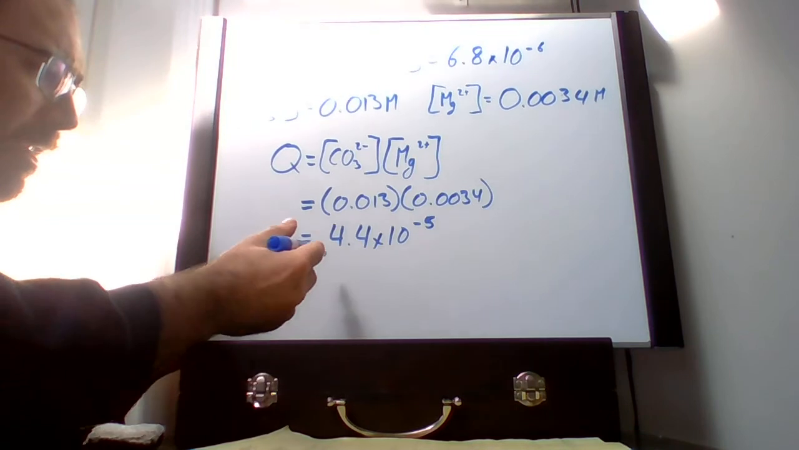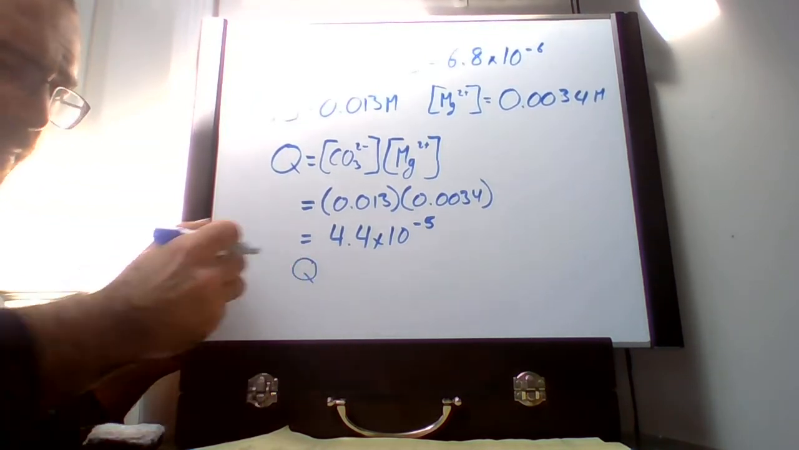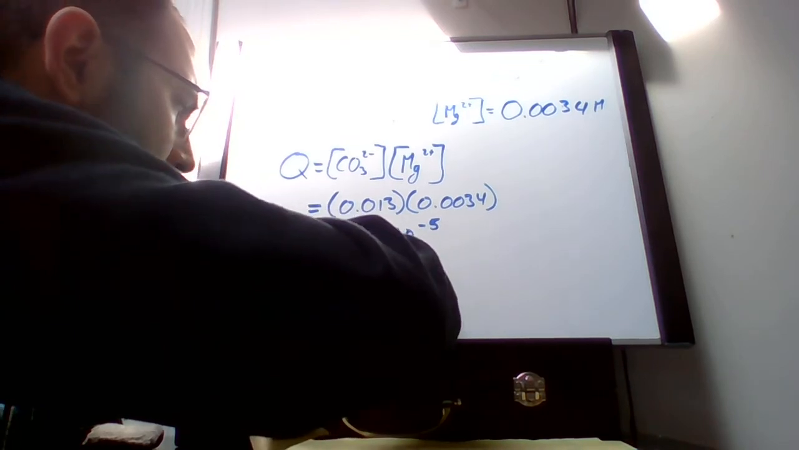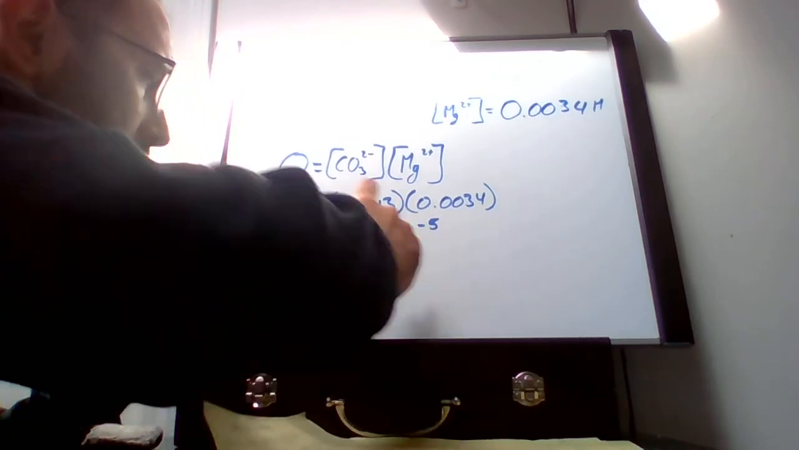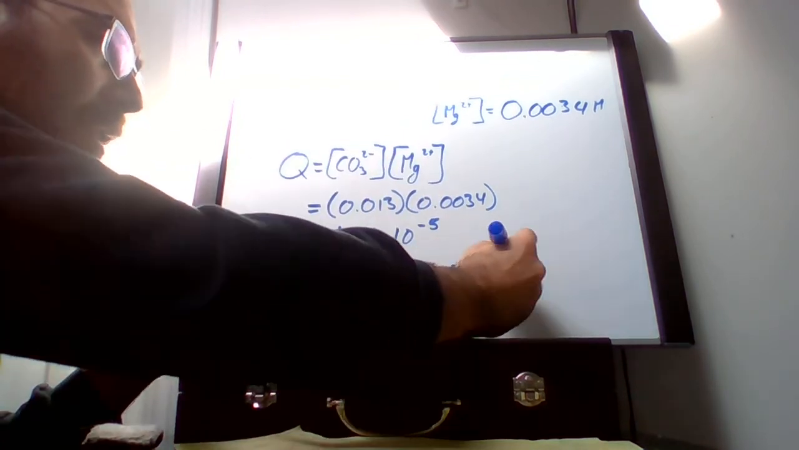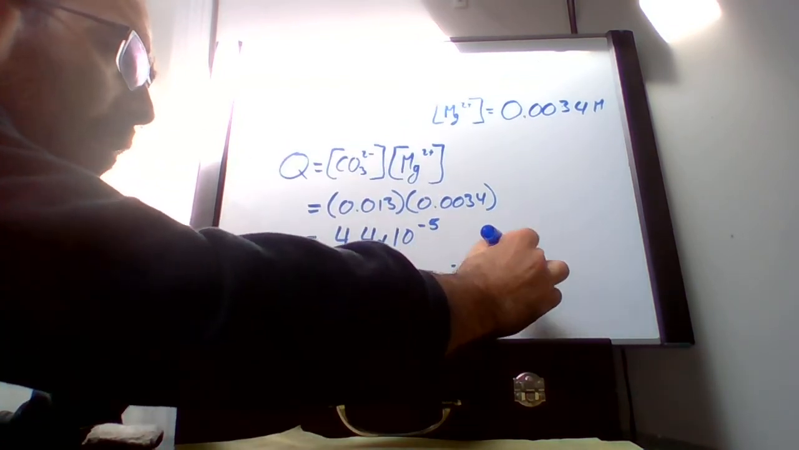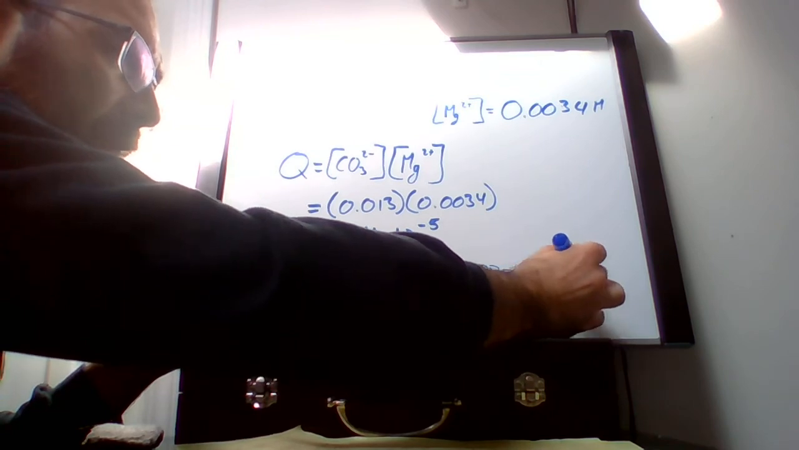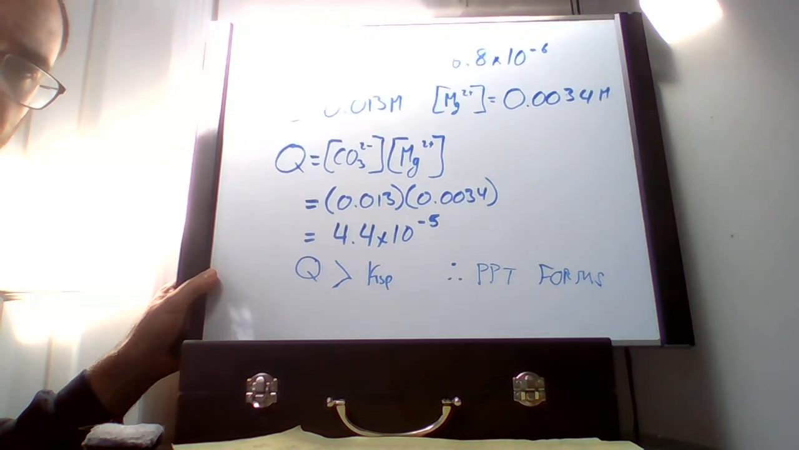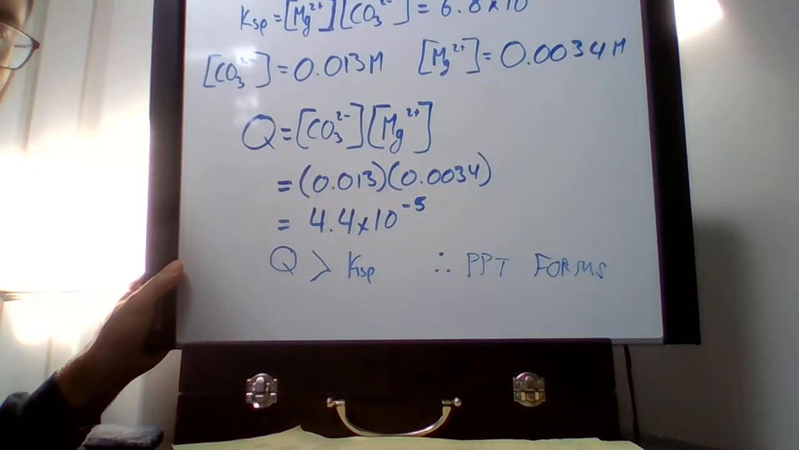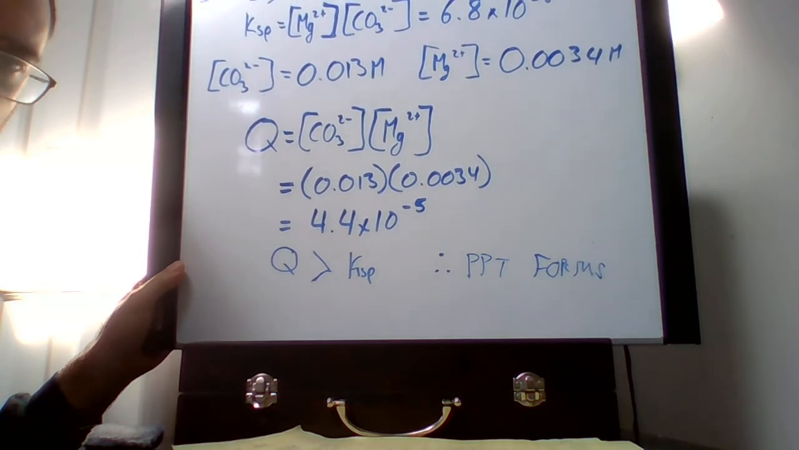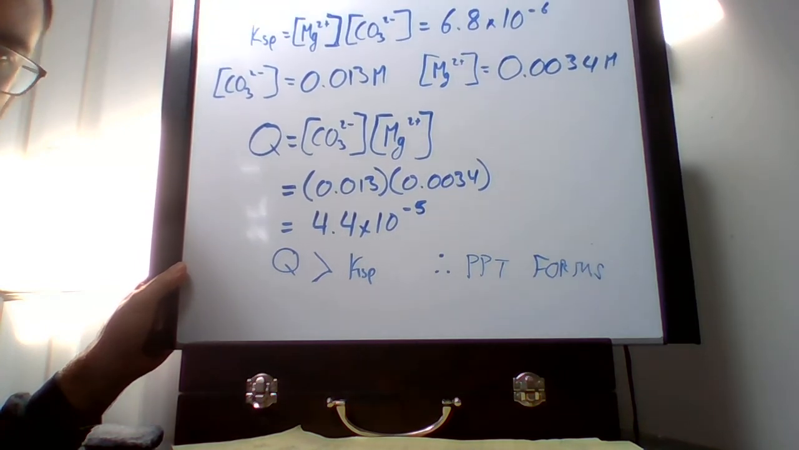And since our Q is greater, sorry, this is a little awkward, our Q is greater than our KSP, therefore our precipitate forms. Okay, sorry, awkward writing the way it's written here. Okay, since our Q is greater than our KSP, a precipitate forms.